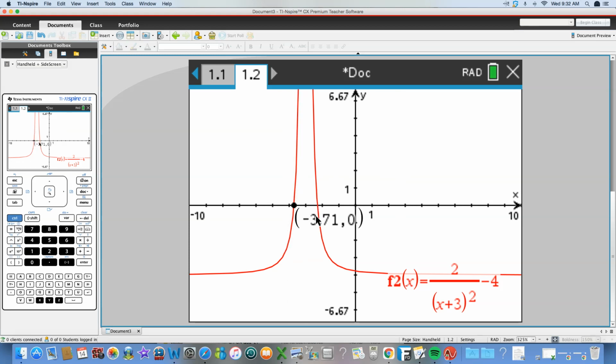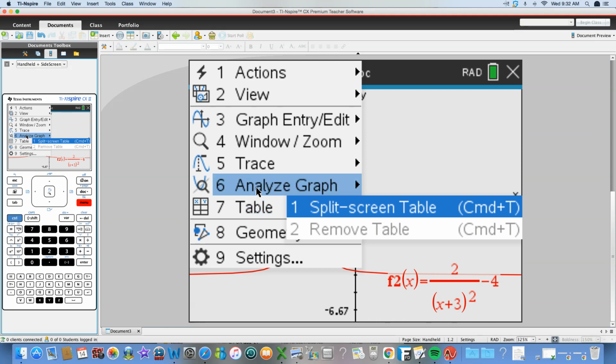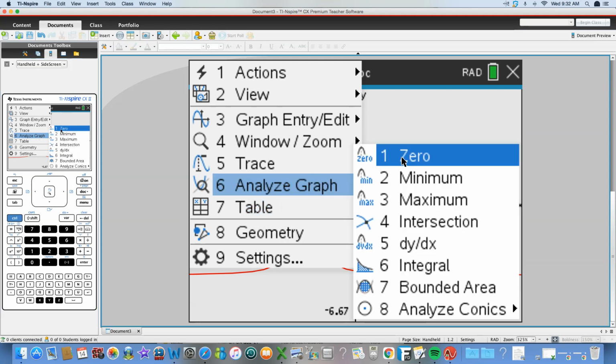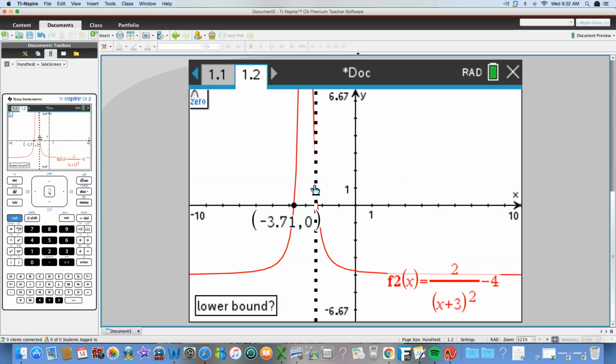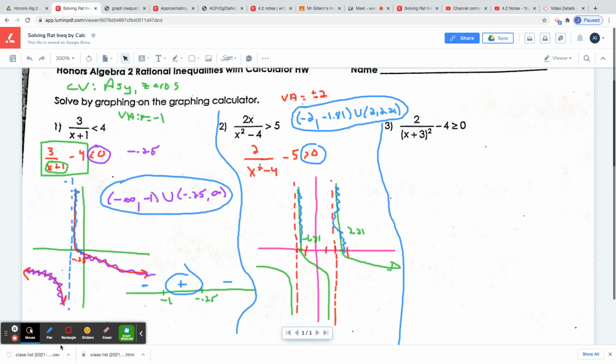All right, negative 3.71. And then we'll do it one more time. Negative 2.29. All right, so negative 3.71 and negative 2.29. All right, so no way to remember those numbers, but it's okay.